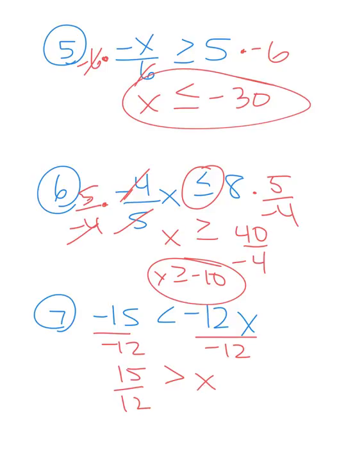Now, I can simplify 15 over 12. They're both divisible by 3, so that leaves me 5 over 4 is greater than x. And again, I want my x on the left-hand side, so I have x is less than 5/4. And that's my final answer.